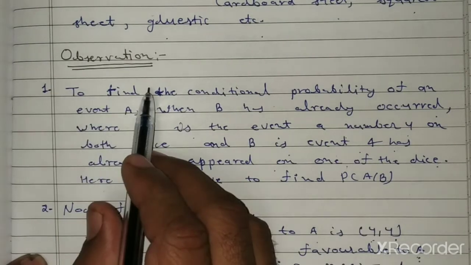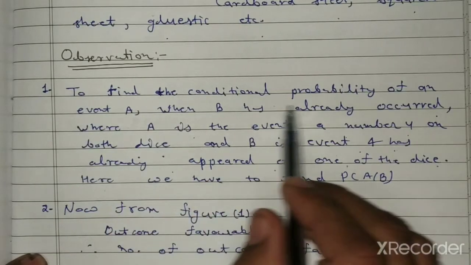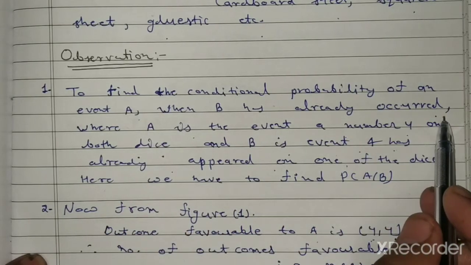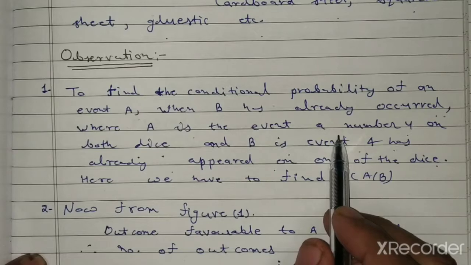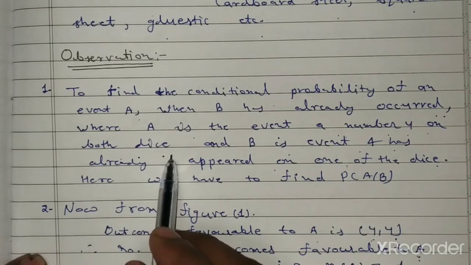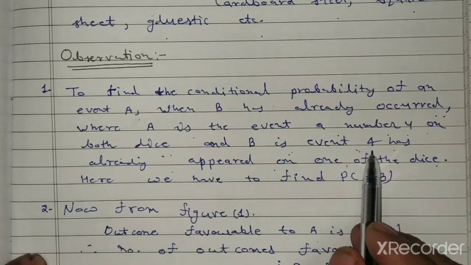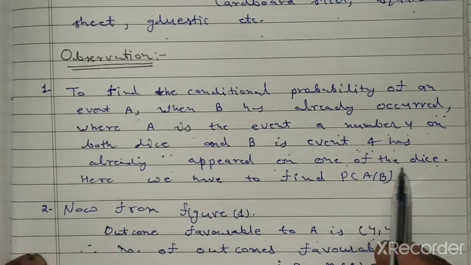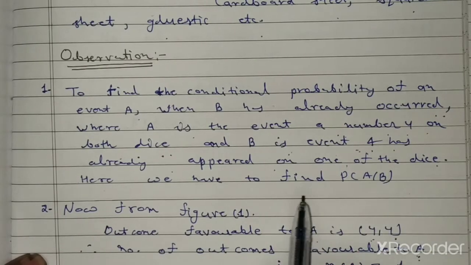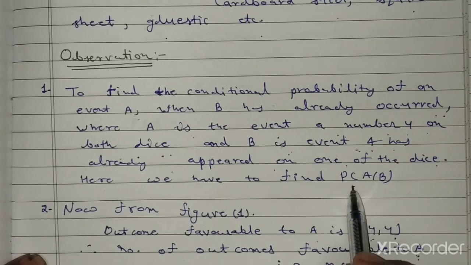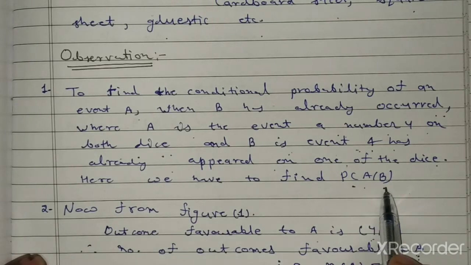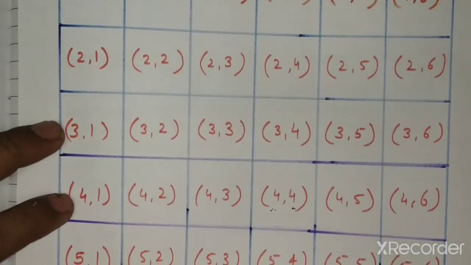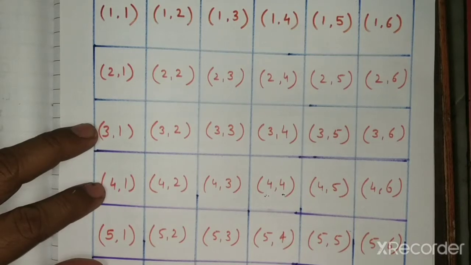Now observations. To find the conditional probability of an event A when B has already occurred, where A is the event a number 4 on both dice, and B is the event 4 has already appeared on one of the dice. Here we have to find P(A|B). Now figure 1. What is figure 1?